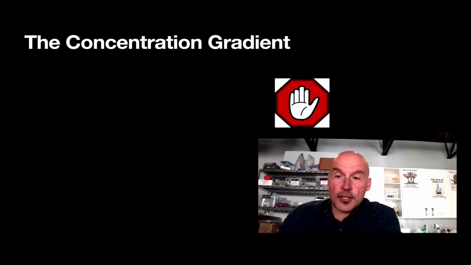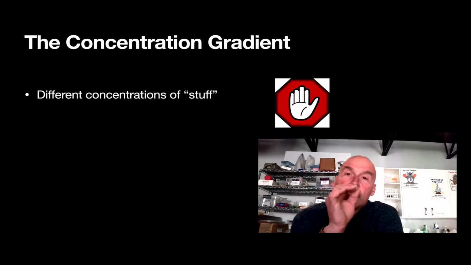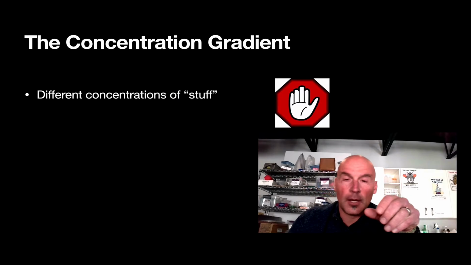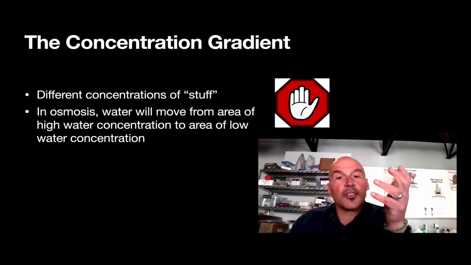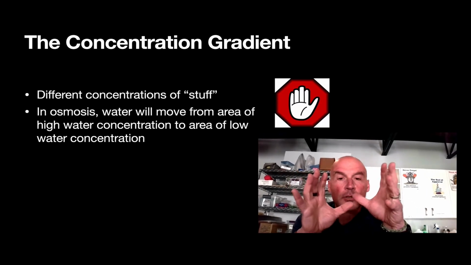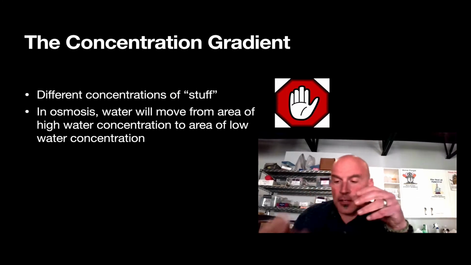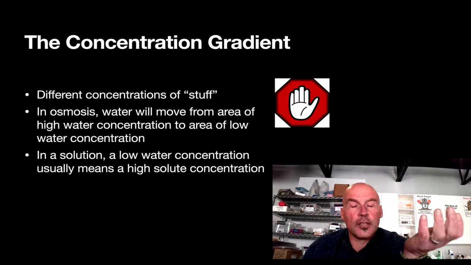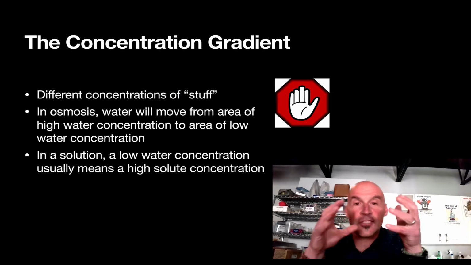All right, so let's talk concentration gradient. The concentration gradient means there's basically different concentrations of stuff. In osmosis, the water is going to move from an area of higher water concentration to an area of lower water concentration. So in a solution, a low water concentration usually means that there's a high solute concentration.